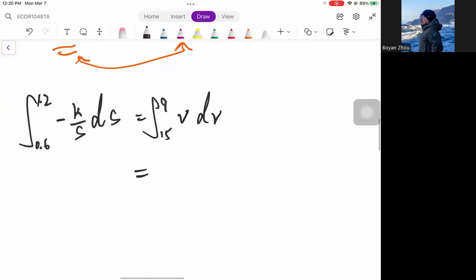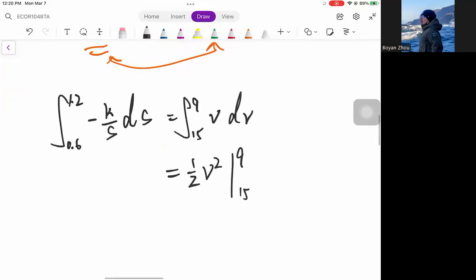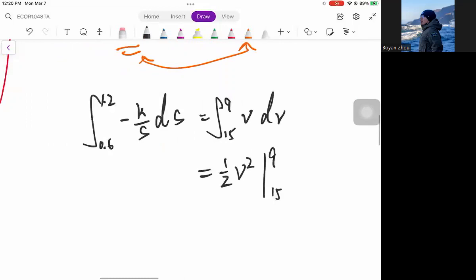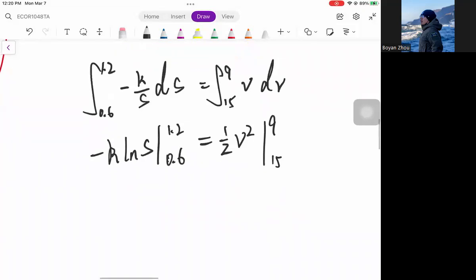So on the right hand side, the integration of v itself is going to be half v to the power of 2, and we're going to evaluate it from 15 to 9. And on the left hand side, the integration of this one is going to be negative k. So the integration of 1 over x is going to be ln x, and we're going to evaluate them from 1.2 to 0.6.